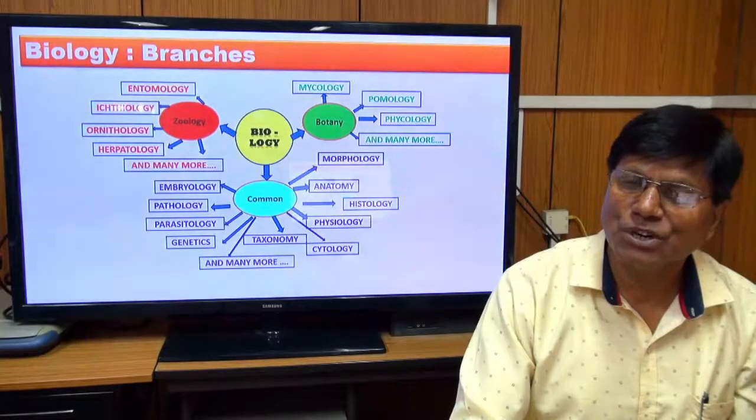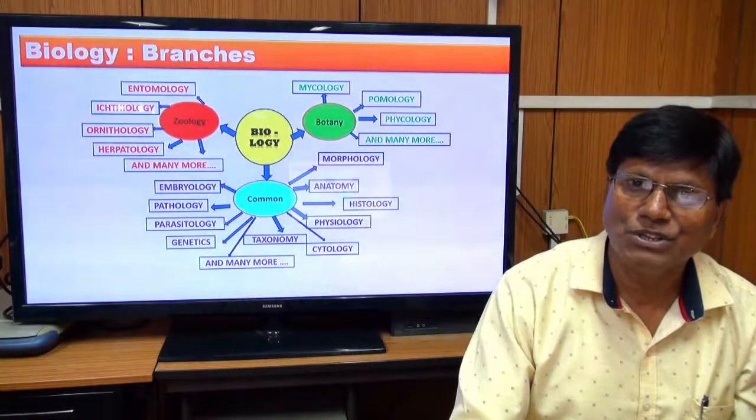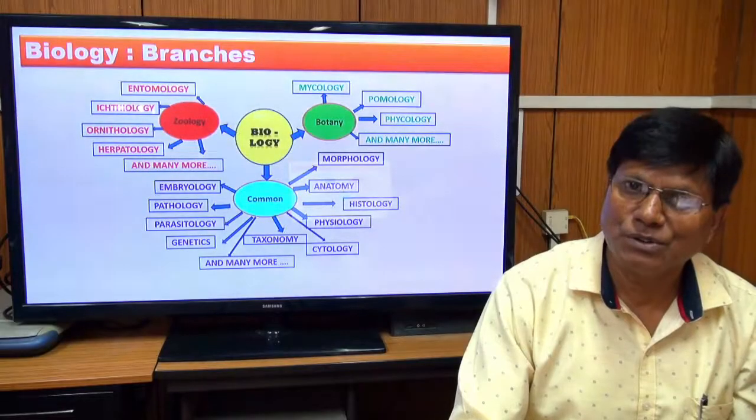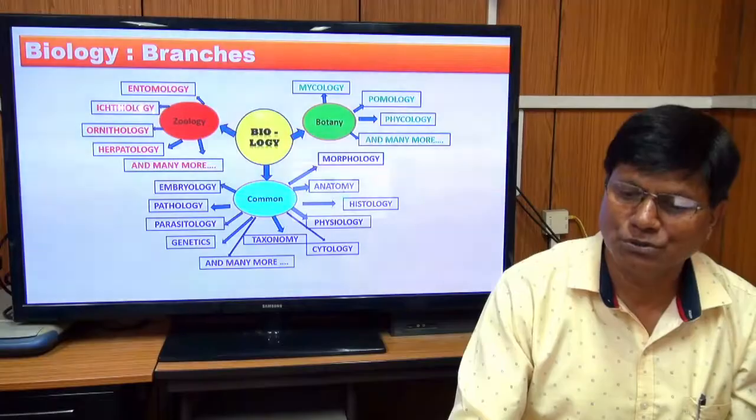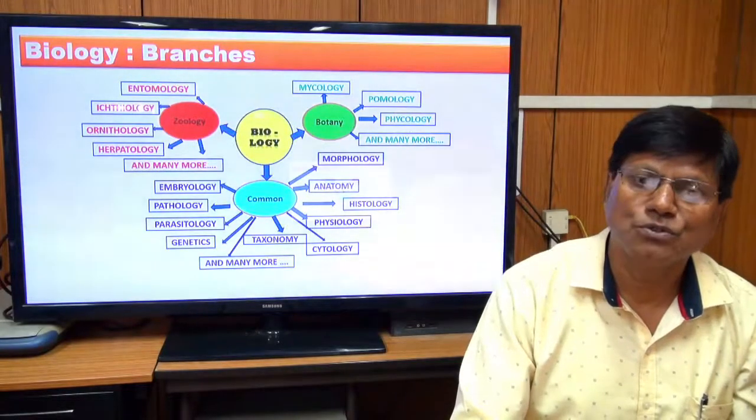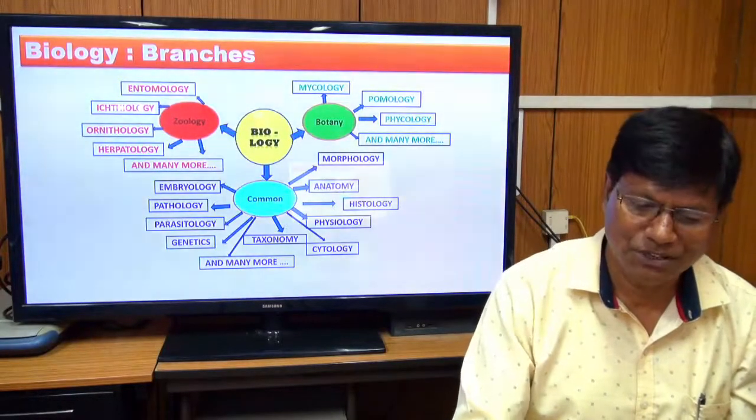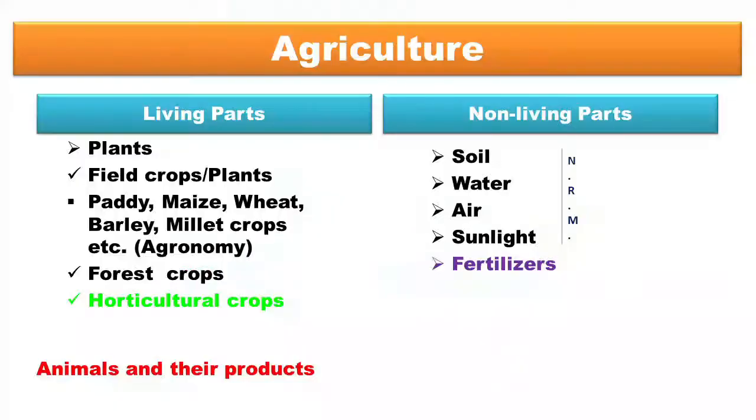Under this slide we are able to understand that biology basically has two components, zoology and botany, the study of animals and the study of plants respectively. There are different phenomena, different activities, and different branches to study in depth. So these are the branches as we learned.